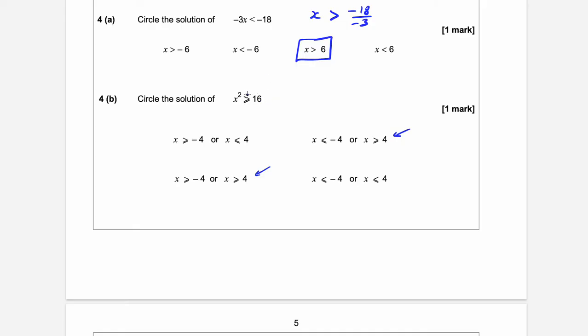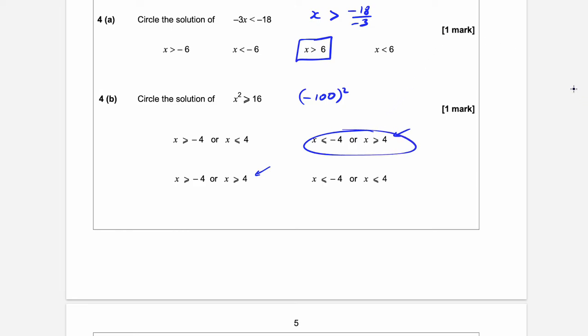And then if I put in a small number like, well, if I put in 0, is 0 squared bigger than 16? No. But what if I put in negative 100? Is negative 100 squared bigger than 16? Yes, it is. So x has to be less than negative 4. That means it's this one. Less than negative 4 and bigger than 4.